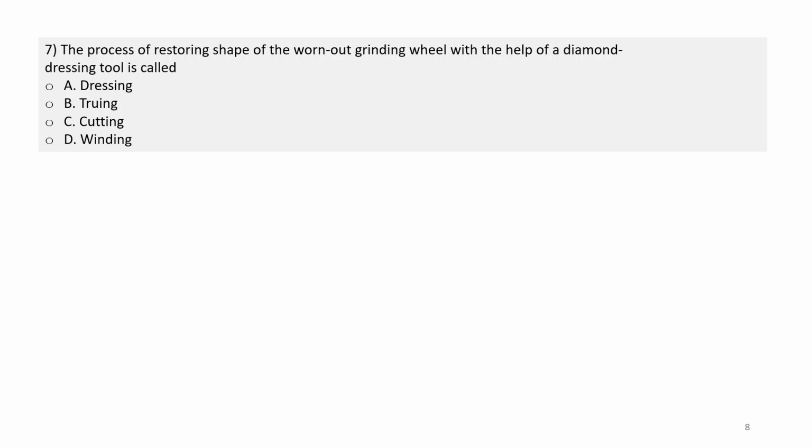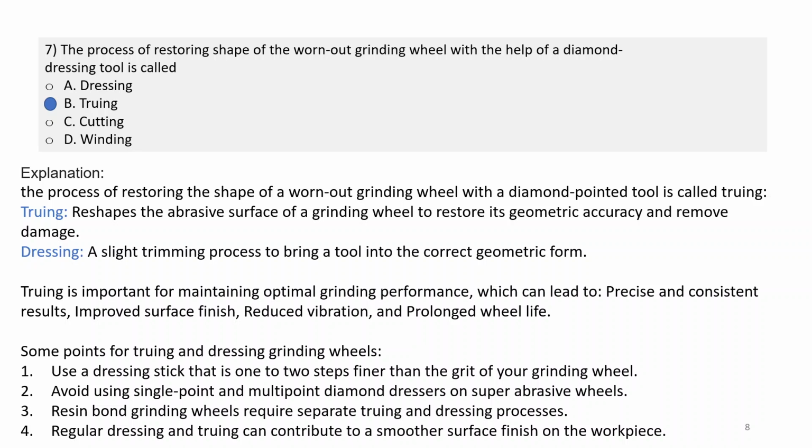The process of restoring the shape of the worn out grinding wheel with the help of a diamond dressing tool is called? Your options are dressing, truing, cutting, and winding. In the case of a diamond tool, the correct answer will be truing. It is the process of restoring the shape of a worn out grinding wheel with the help of a diamond pointed tool.